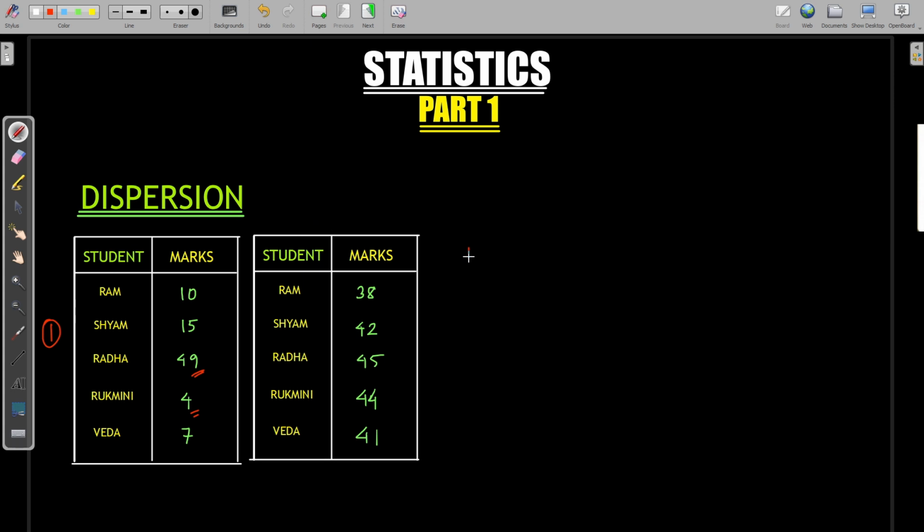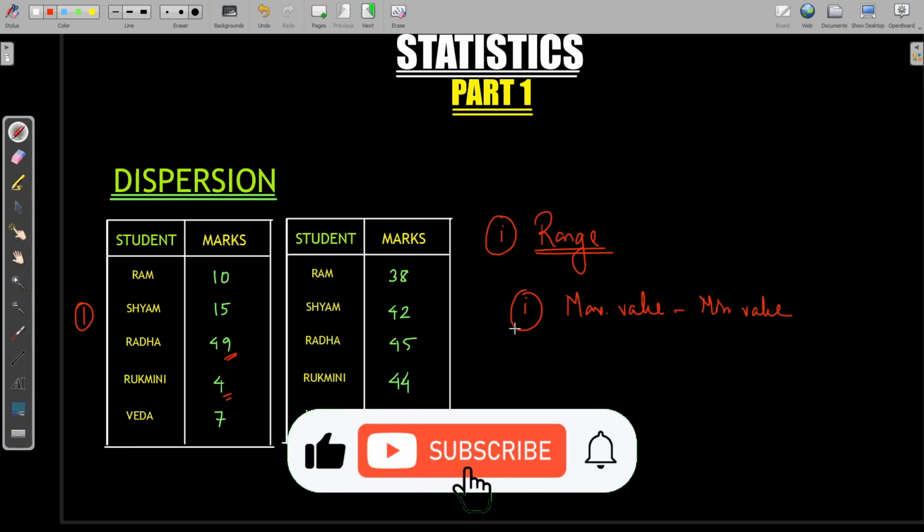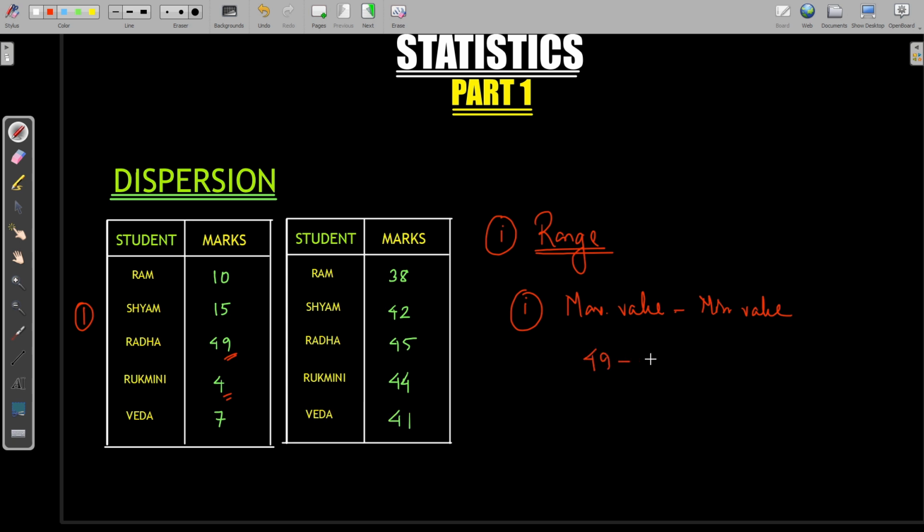So the easiest way to find dispersion, which we learned in 10th standard, is something called range, right? So in the first set of data, if you find the range, it's basically the maximum value minus the minimum value. In the first set of data, the maximum value is 49, the minimum value is 4. So what will be the range?